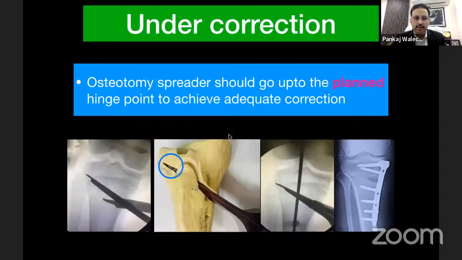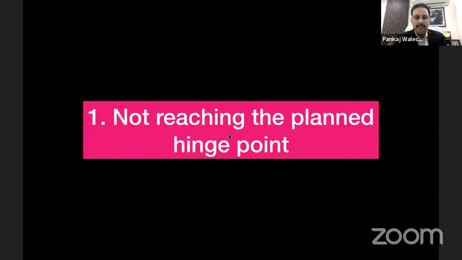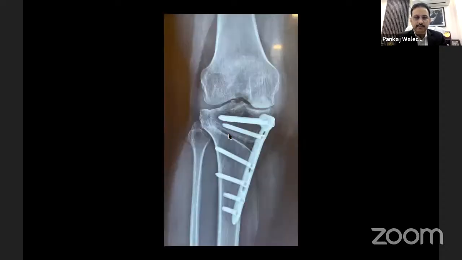So we have to make sure that when the osteotomy spreader is put in, if you use that, then it should reach up to the planned hinge point, which you did in the preoperative planning. So not reaching the planned hinge point is the first problem, which is completely avoidable and it prevents undercorrection. As you can see here, if your osteotomy is short, then it is not only the undercorrection, you're more predisposed to get hinge fractures also.